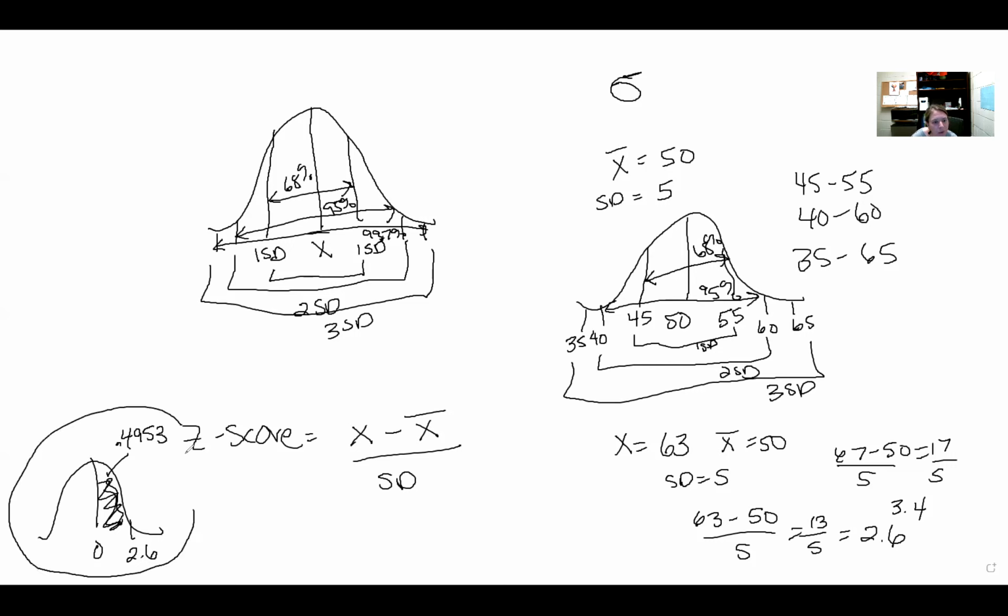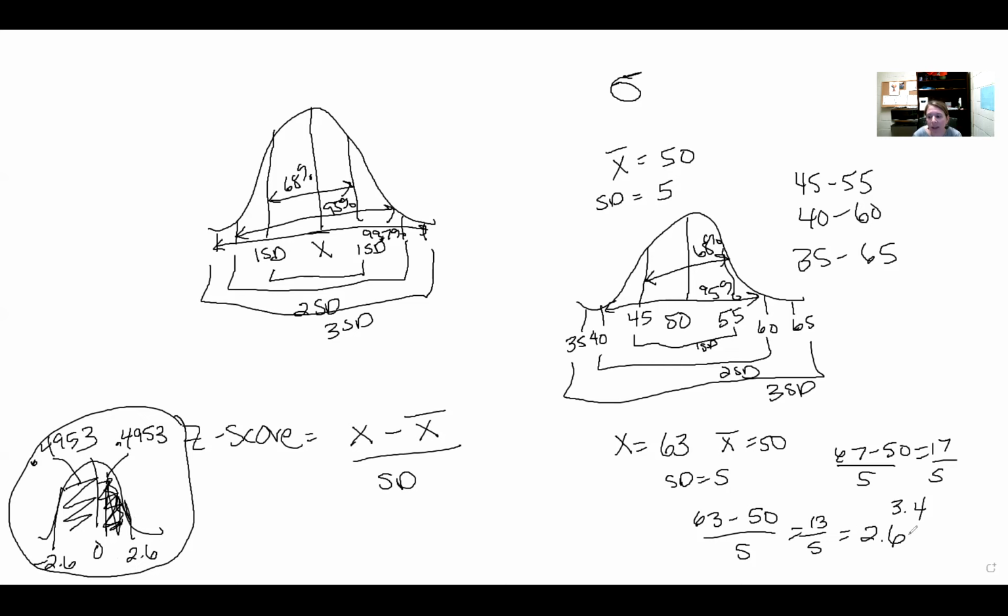0.4953. Okay, so that means that it falls out. Now, if I was looking at a negative 2.6, that's the same distance. Remember, this is symmetric. Then this would also be 0.4953. So for the negative z-scores, you're going to look up the same thing.